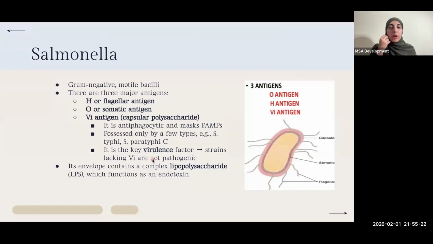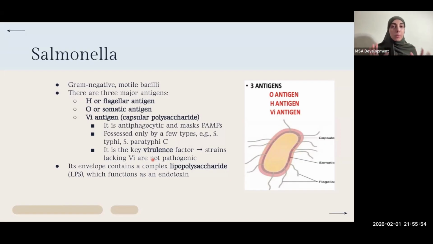Some key features of Salmonella is that it's a gram-negative motile bacilli. It has three major antigens, H, O, and VI. The H antigen is for the flagellum, O antigen is the somatic antigen, and the VI antigen is the capsular polysaccharide. Now, this VI antigen is important because it is the key virulence factor of Salmonella. Okay? So, H antigen, O antigen, and VI antigen.